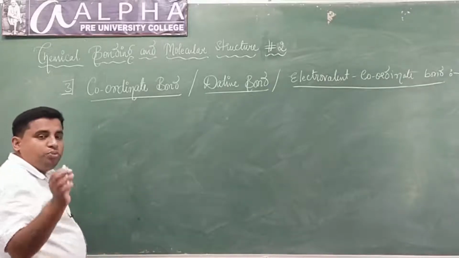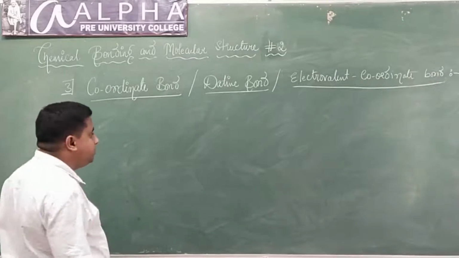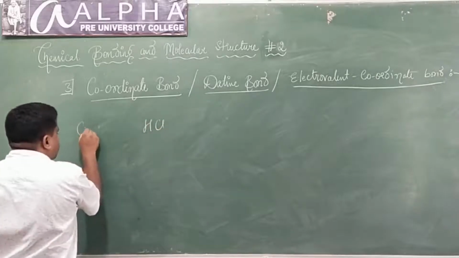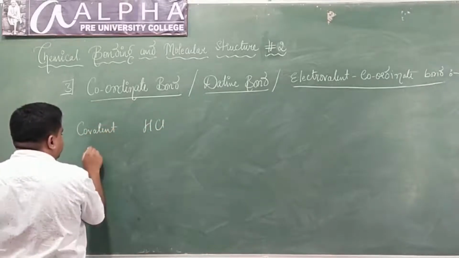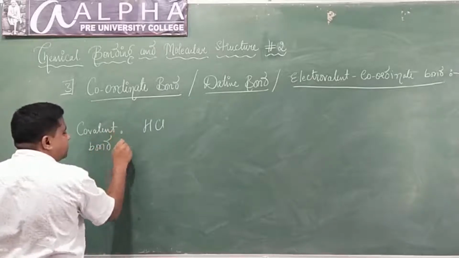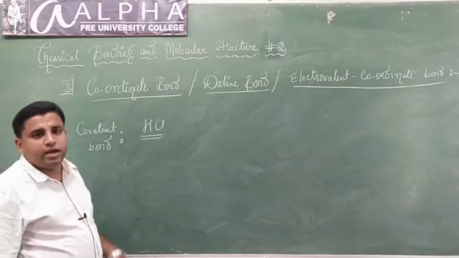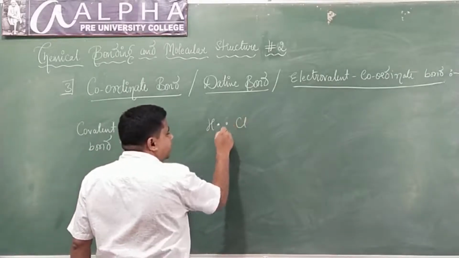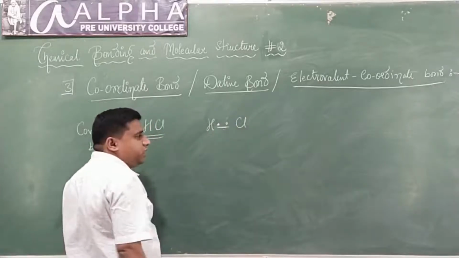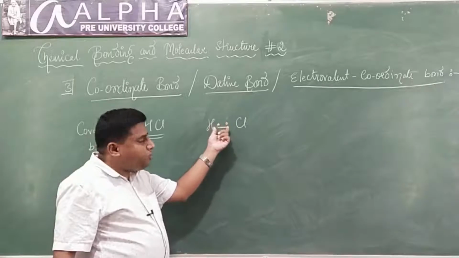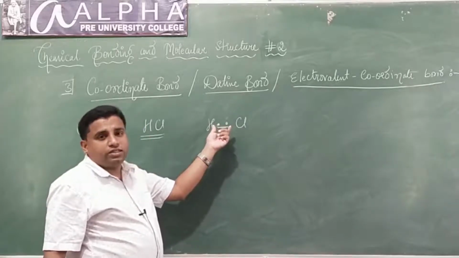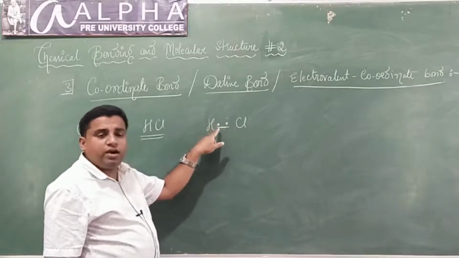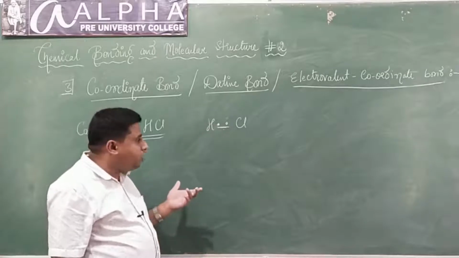See, hope you know about a covalent bond. If I consider a covalent bond, for example HCl, we know that in a covalent bond, each combining atom will share one electron, isn't it? Here hydrogen will share one electron, chlorine will share one electron. So a covalent bond is formed by mutual sharing of electrons. Am I correct?